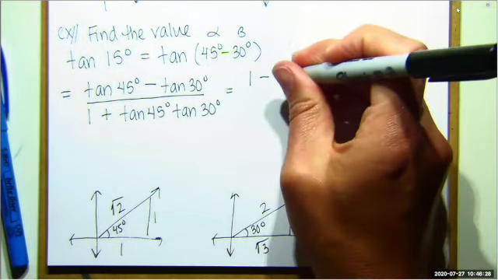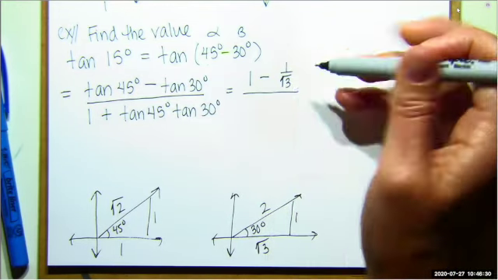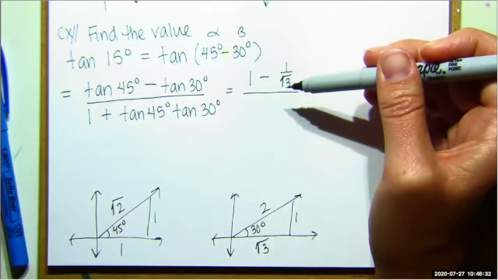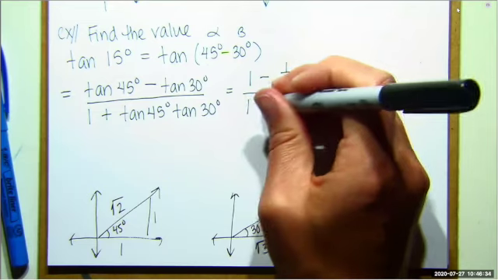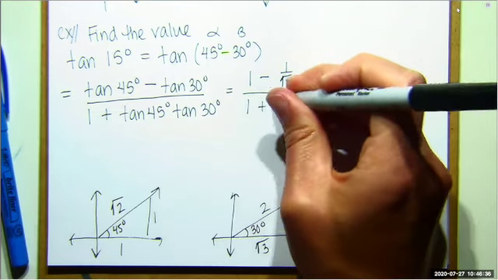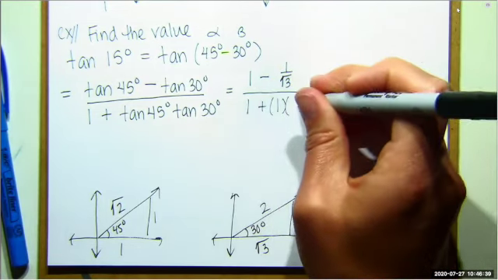Now filling this in, tangent of 45 is 1, minus tangent of 30 is 1 over root 3. At this point, if you had written root 3 over 3, that's fine. And in the bottom, I have 1 plus tangent of 45, which is 1, times tangent of 30, which is 1 over root 3.